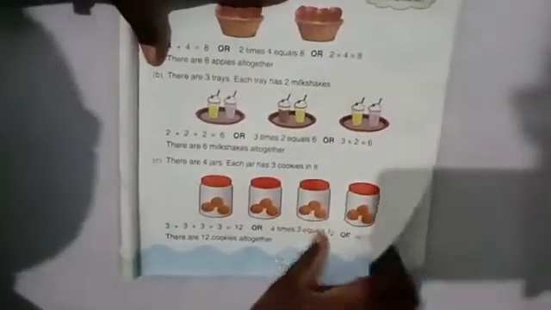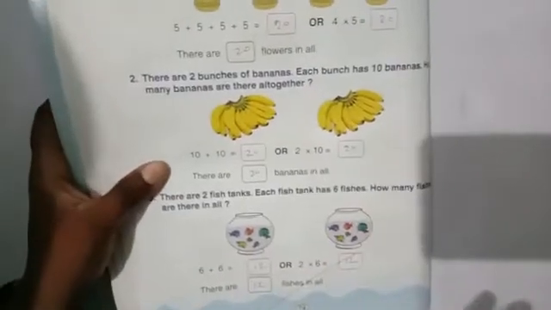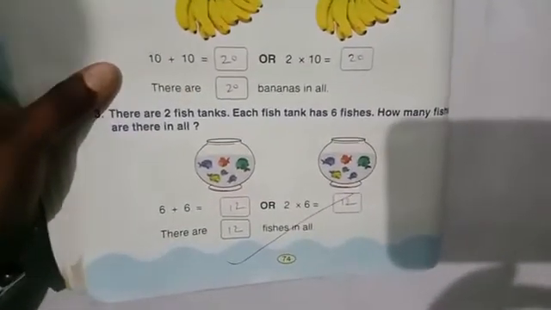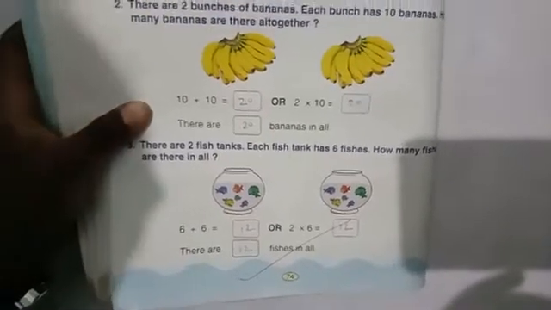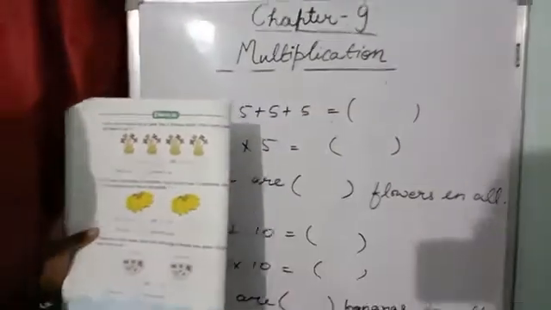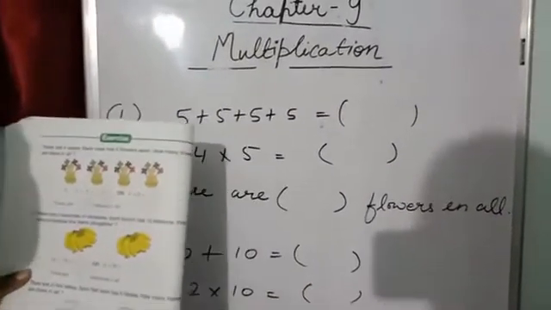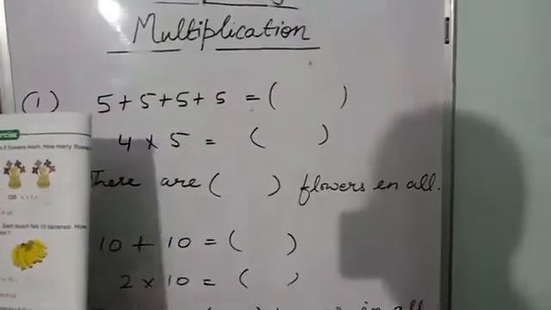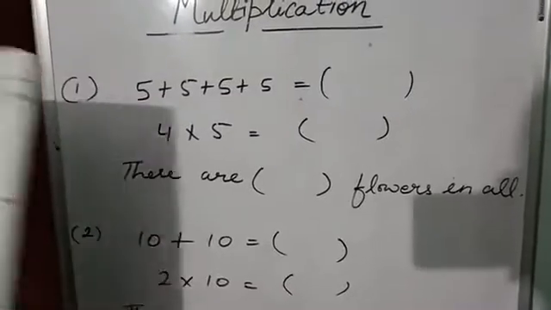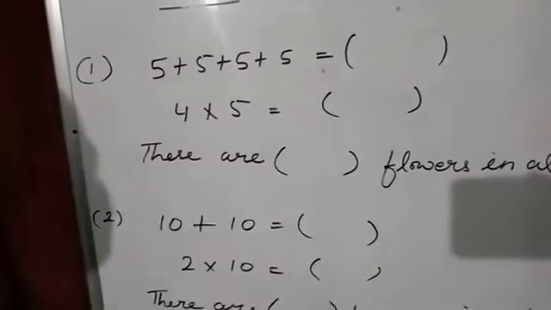Okay. Like that you have to do the exercise on the next page, that is page number 74. So, shall we do the exercise? Yes. Now we will do the exercise. See the first one. There are 4 vases. Each vase has 5 flowers. How many flowers are there in all?